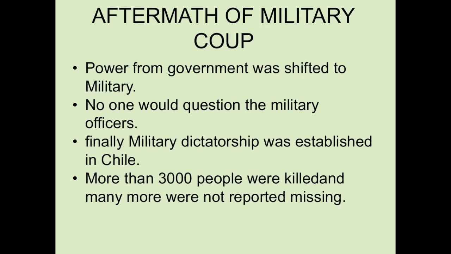What you need to understand is the aftermath of the military coup. What happened in the aftermath? Power from the government was shifted to the military. No one would question the military officers. Finally, a military dictatorship was established in Chile. More than 3,000 people were killed and many more were reported missing.